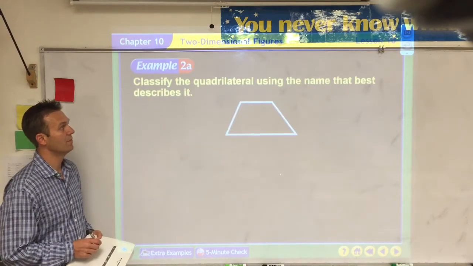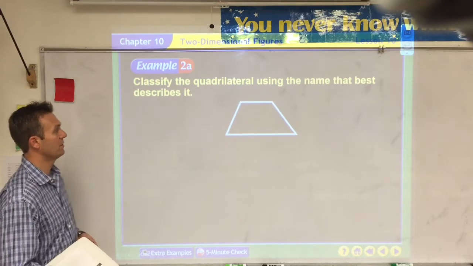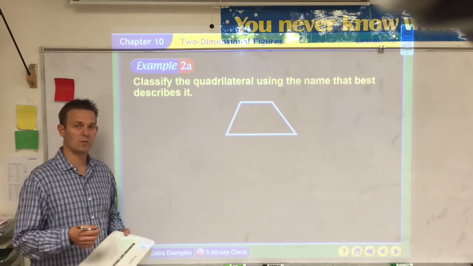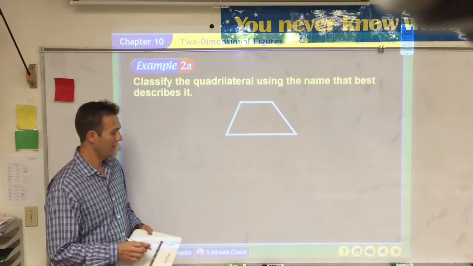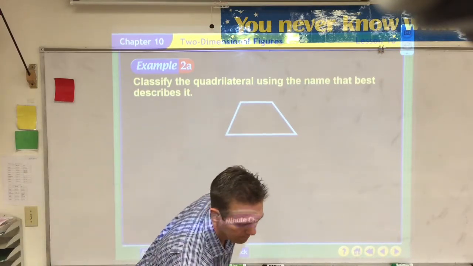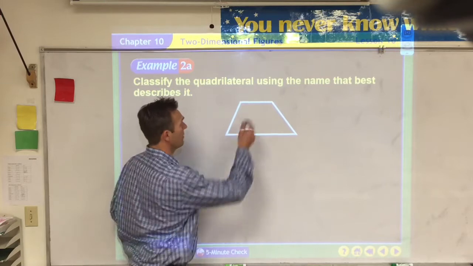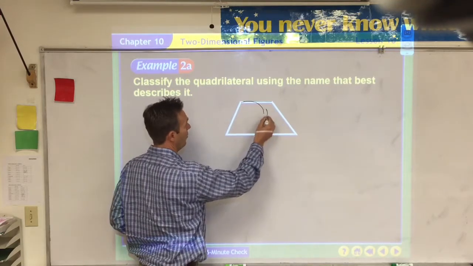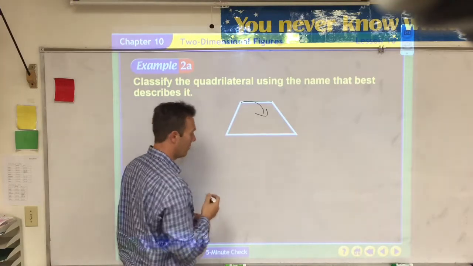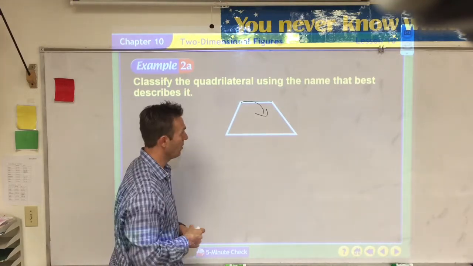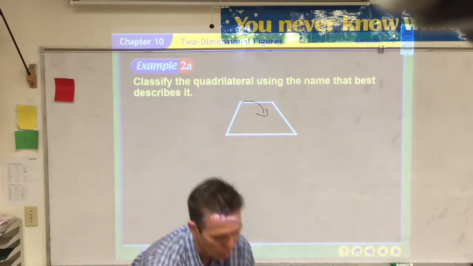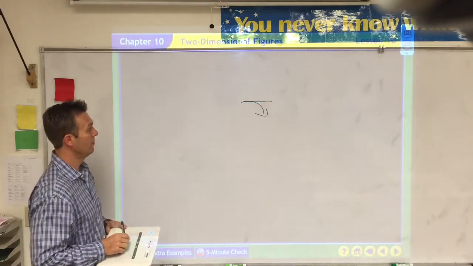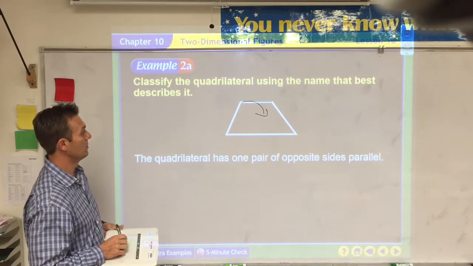Example 2a, classify the quadrilateral using the name that best describes it. Okay, so we're going to start drawing quadrilaterals out. The way you can remember this one, it's the name at the top. I think about this little piece right here as like a trap door, and it opens and closes. And therefore, since it's a trap door, it is a trapezoid. So draw that figure.